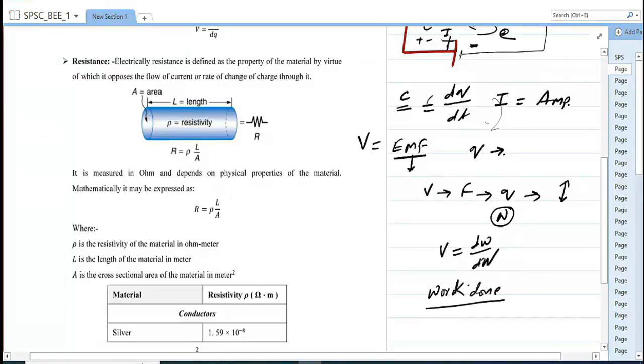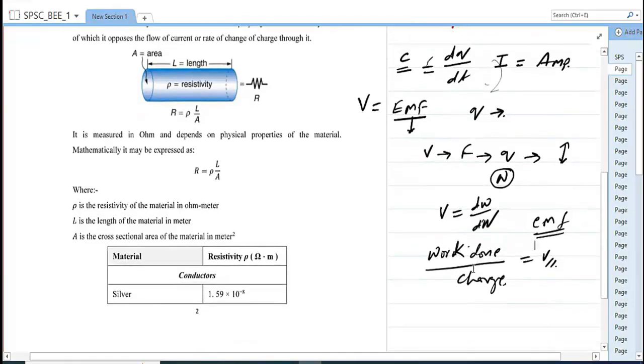Work done per unit charge. So this is nothing but your voltage, and it is otherwise known as EMF. EMF means what? Electromotive force, a force required to move the charge for the work done. This is the EMF, and its analogy.